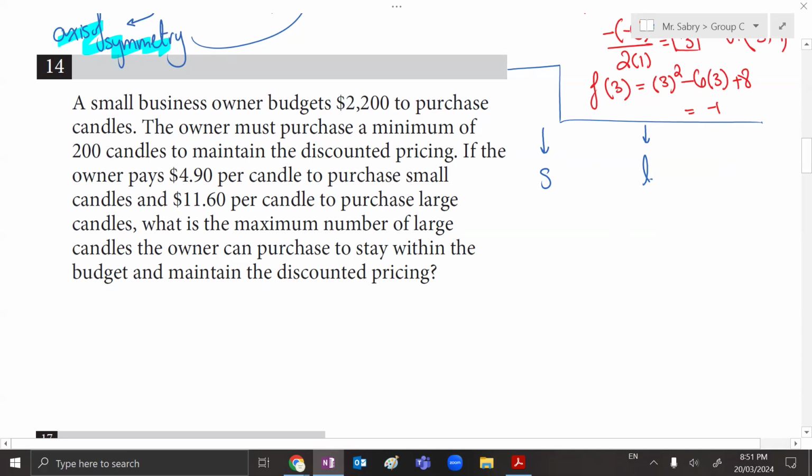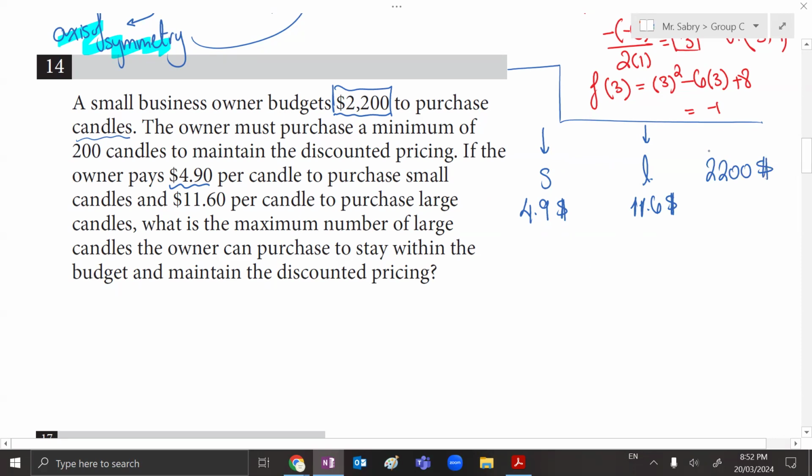First of all, they say that the $4.9 goes for the small candle, so under the S, I'll put the $4.9. And then for the large, it's 11.6, so under that I'll put the 11.6 and then the dollar sign. I like to use the dollar signs to remember that this is the unit for that number. Then there's another dollar sign here that goes for the 2,200. But as they said earlier, it's the budget to purchase all different types of candles, so it doesn't go under the small nor under the large. It's separate. It's out here.